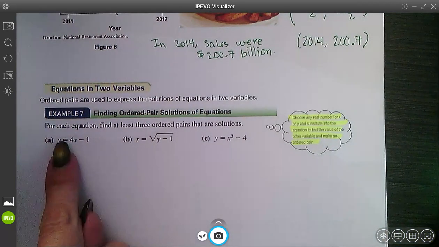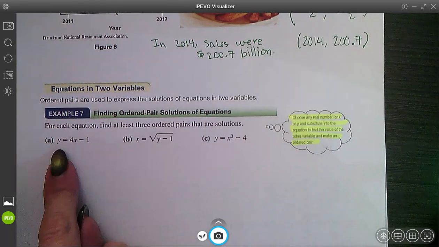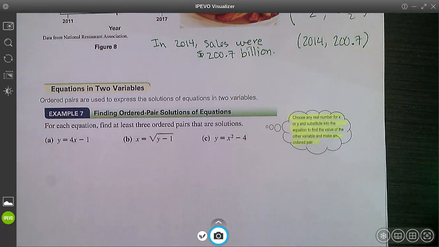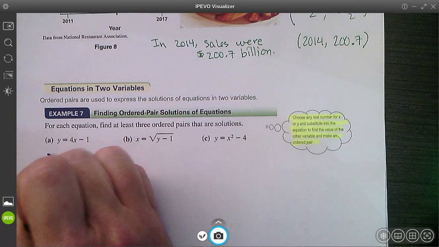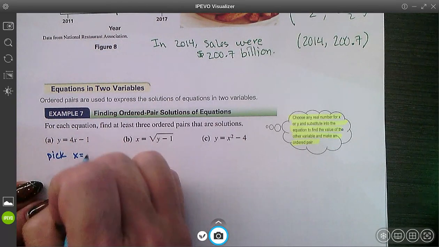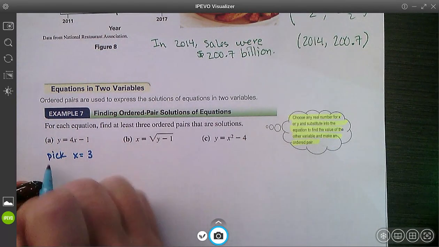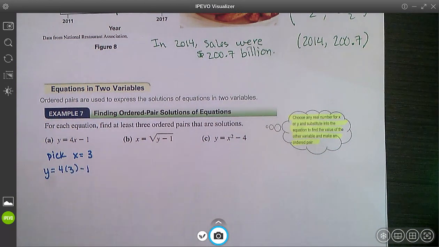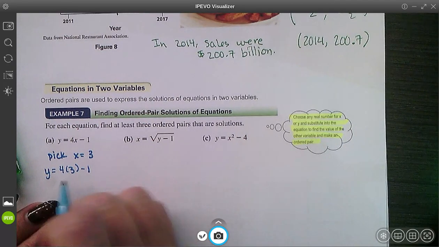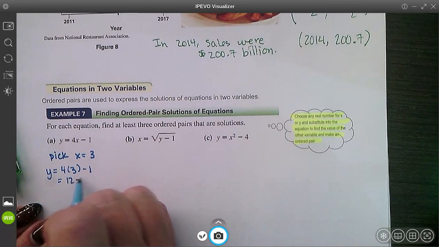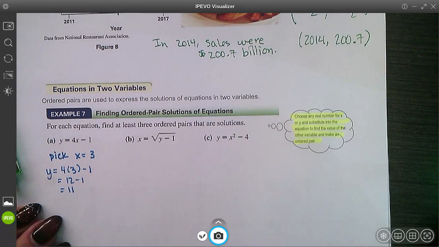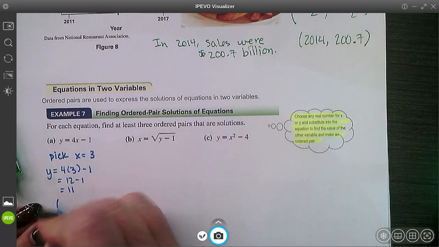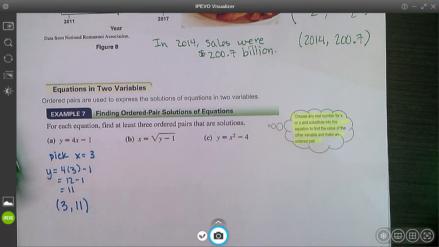So on this one where we have y equals 4x minus 1, we could just pick anything we want. So if we pick x equals 3, then we would have y equals 4 times 3 minus 1. And then we work through that. 4 times 3 is 12. Minus 1 is 11. So we make that into an ordered pair, 3, 11.